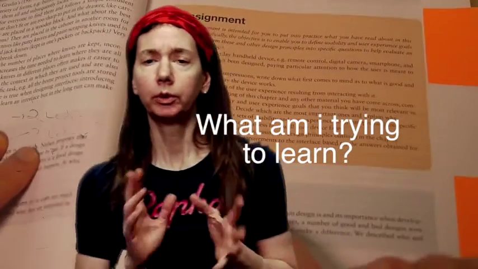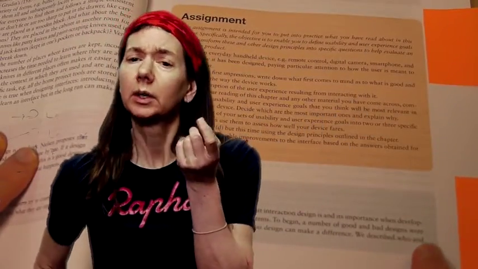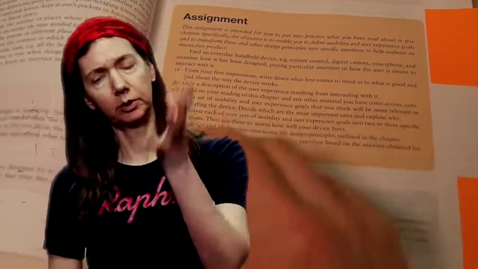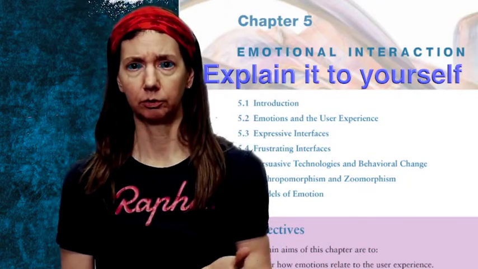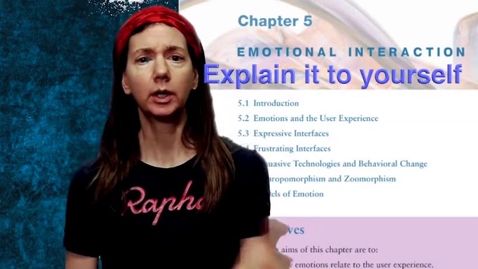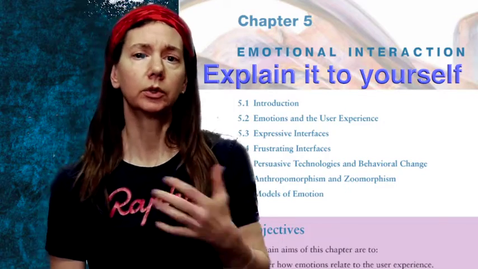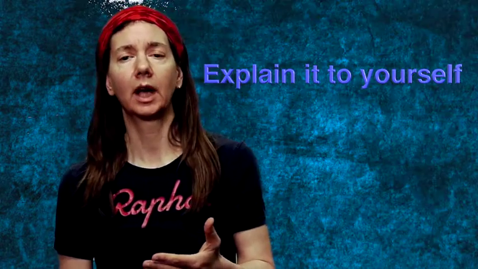So, what we do with the course, like with the chapters, is to form the intent, to get a sense of the chapter. And we can start just by looking at the title. So, for instance, chapter 5 in our textbook is emotional interaction. How would you start to explain that to yourself? What are the concepts that come to mind? Write them down, get a list.